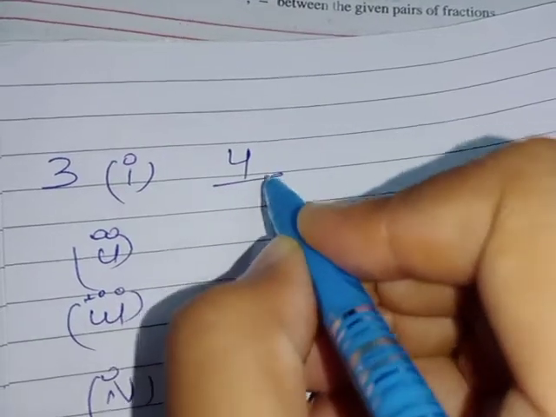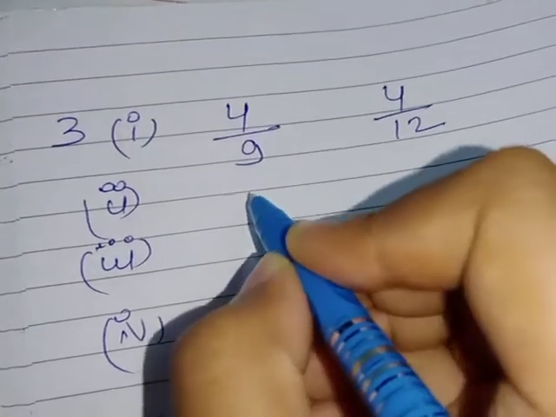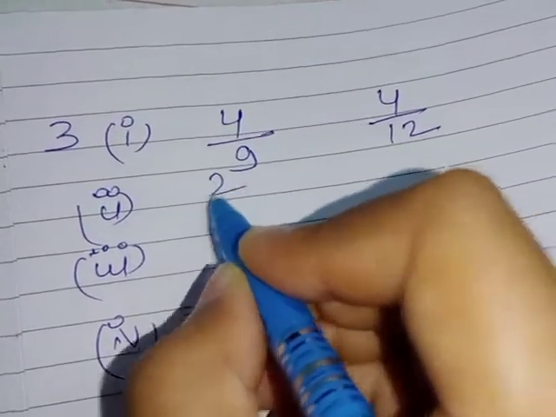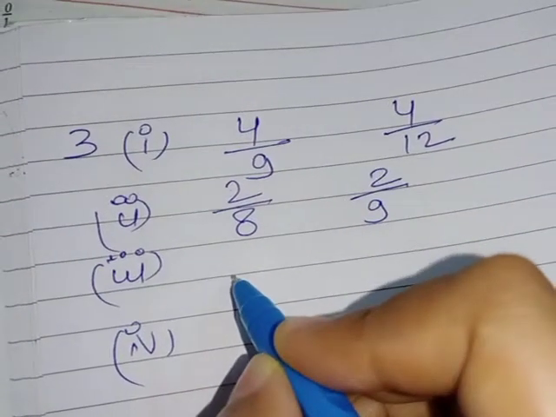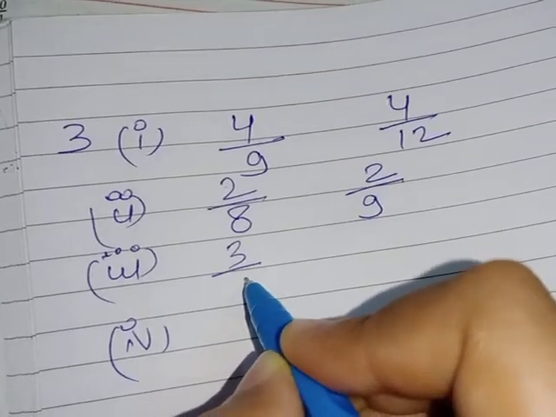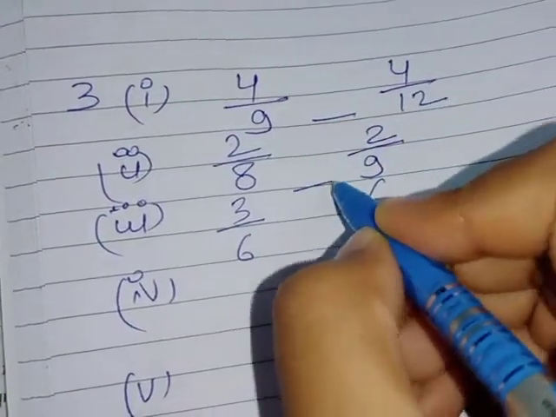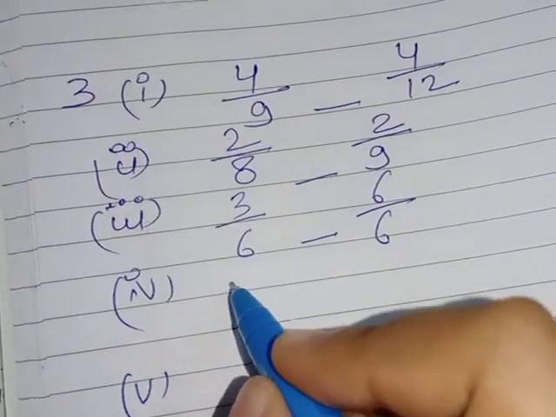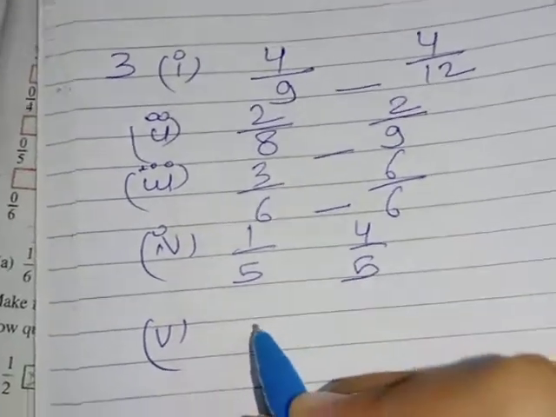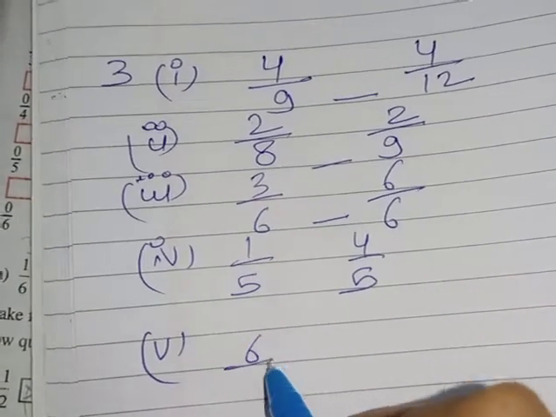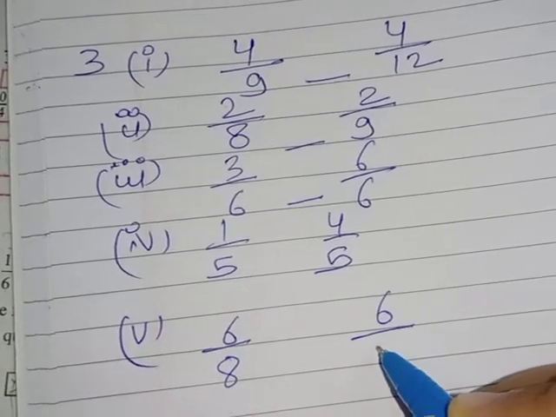First one is 4 upon 9 and 4 upon 12. Second one is 2 upon 8 and 2 upon 9. Next one is 3 upon 6 and 6 upon 6. And you see these are the fractions, signs you have to put on your own. Next one is 1 upon 5 and 4 upon 5. And the last one is 6 upon 8 and 6 upon 10.